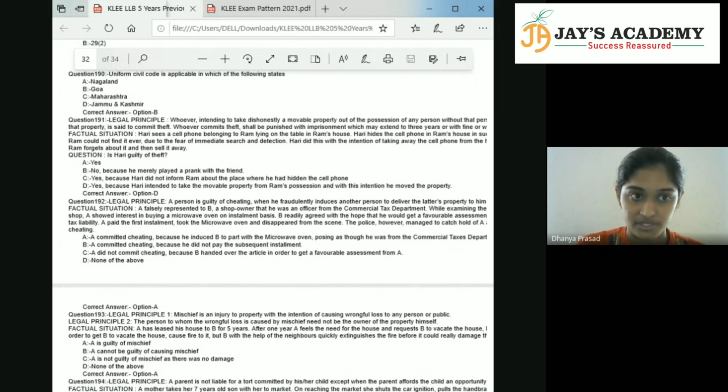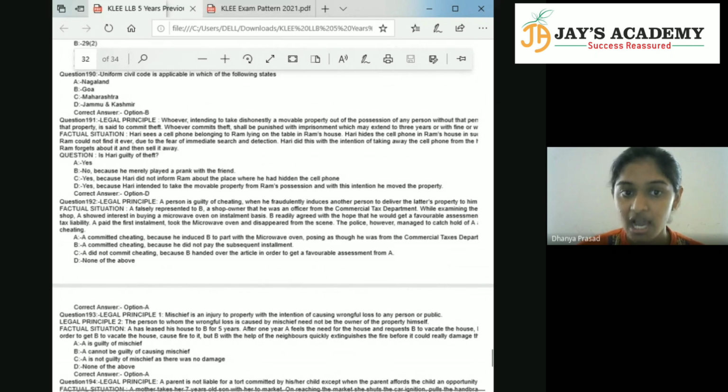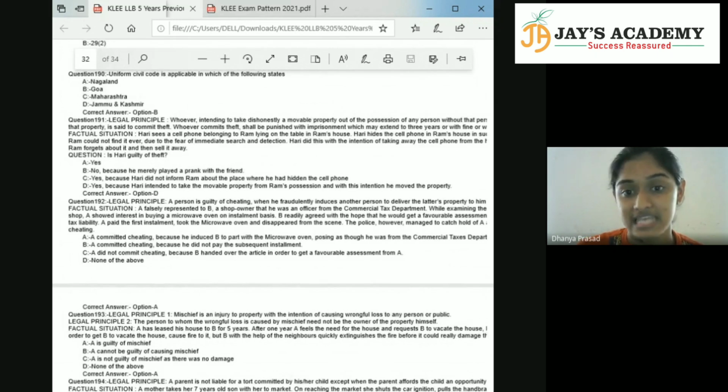Now look at the factual situation. Hari sees a cell phone belonging to Ram lying on the table in Ram's house. Hari hides the cell phone in Ram's house, so that Ram could not find it ever, due to the fear of immediate search and detection. Hari did this with the intention of taking away the cell phone from the possession of Ram, but he forgets about it and then sells it anyway. So is Hari guilty of theft? Here there is a dishonest intention, there is a movable property, it was taken out of the possession. So the answer is option D. Yes, because Hari intended to take the movable property from Ram's possession, and with this intention, he moved the property.